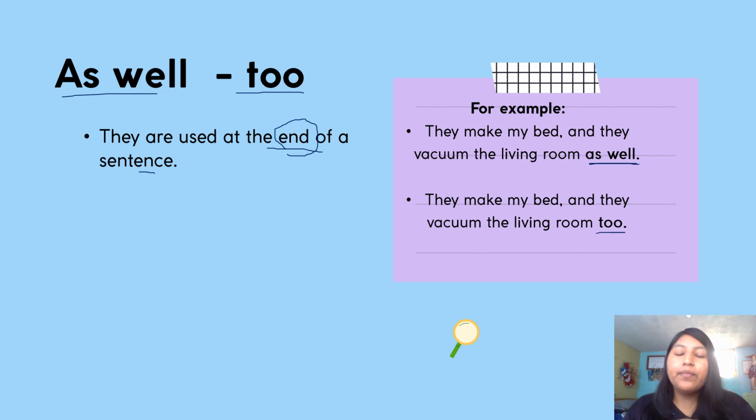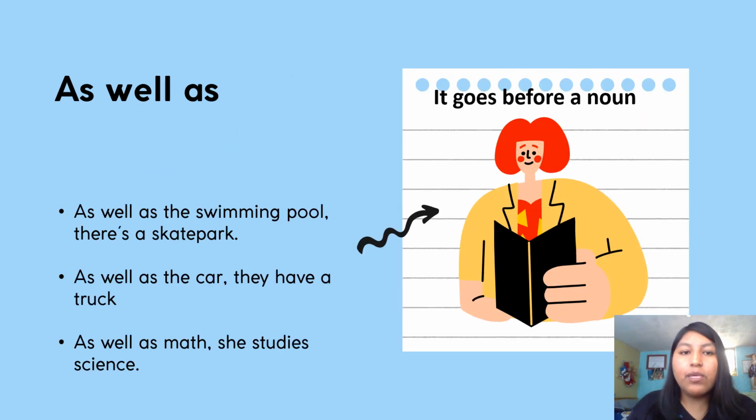So you can say, we buy a computer and we also buy a TV, with also. And now we are going to use as well or too. We buy a computer and a TV too. Can you see? Oh, we buy a computer and a TV as well. Can you see? Okay.